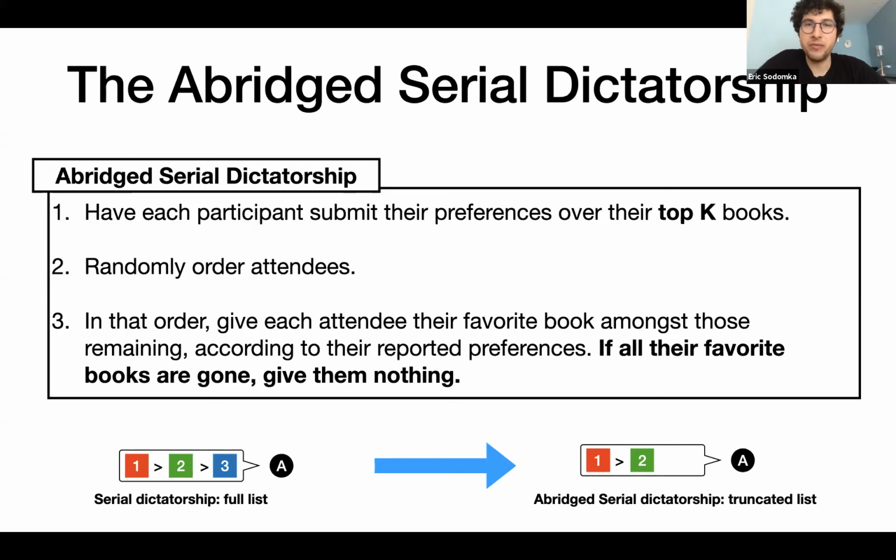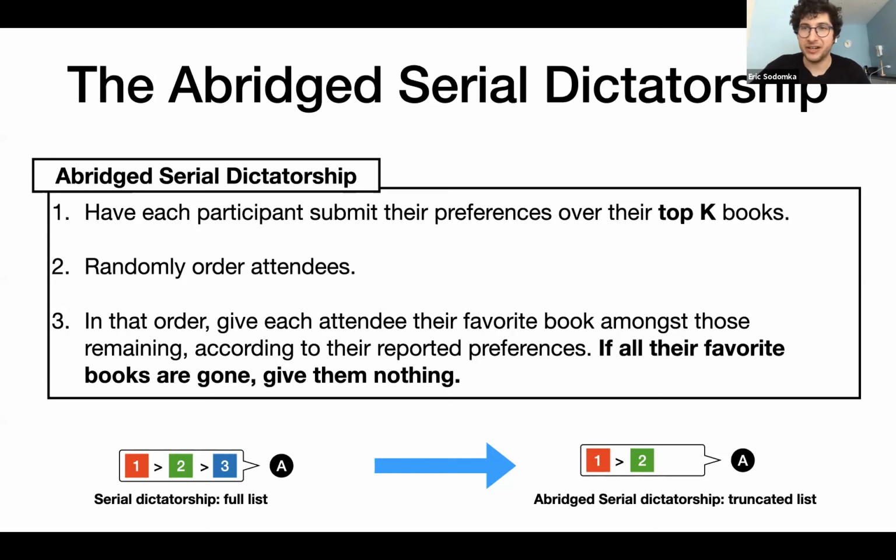Now we're going to introduce one more mechanism, and we're calling it the abridged serial dictatorship. Just to be clear, serial dictatorship is a common term in the mechanism design literature. I'm just making up the term abridged serial dictatorship, so don't use that. It will confuse people if you call it that. But I think it's an intuitive definition here.